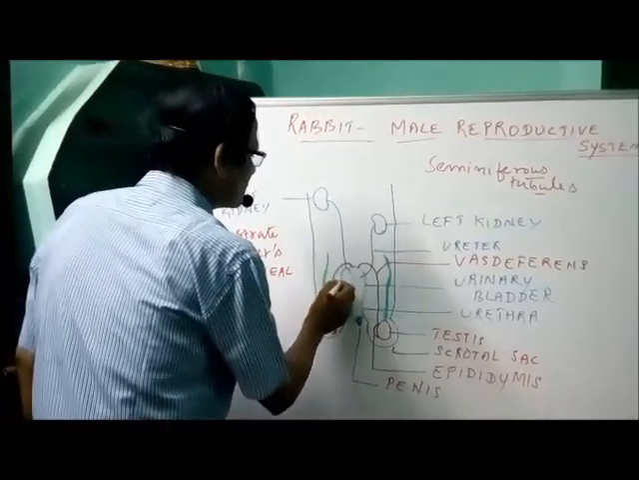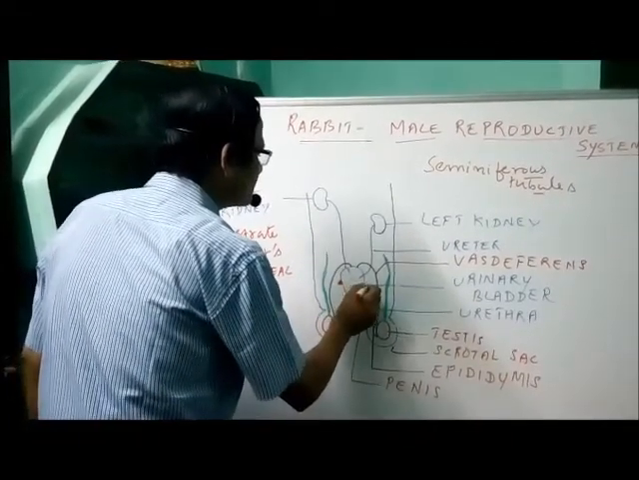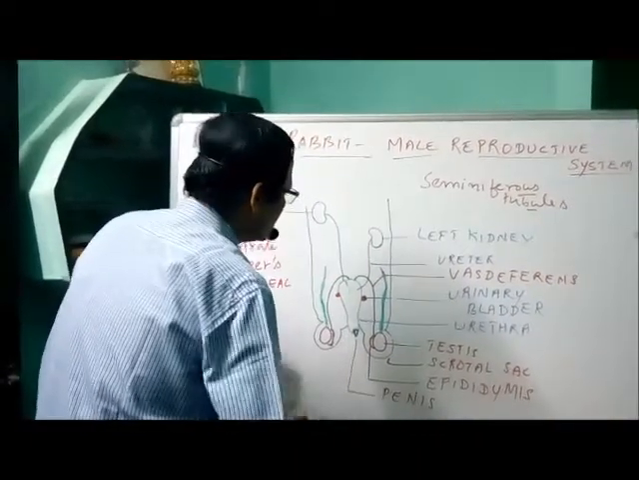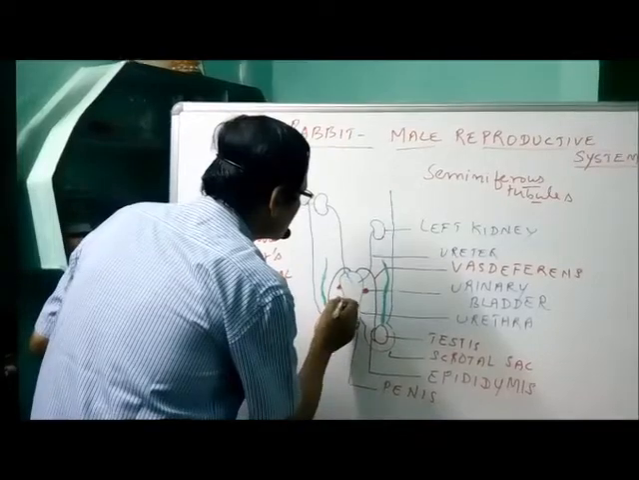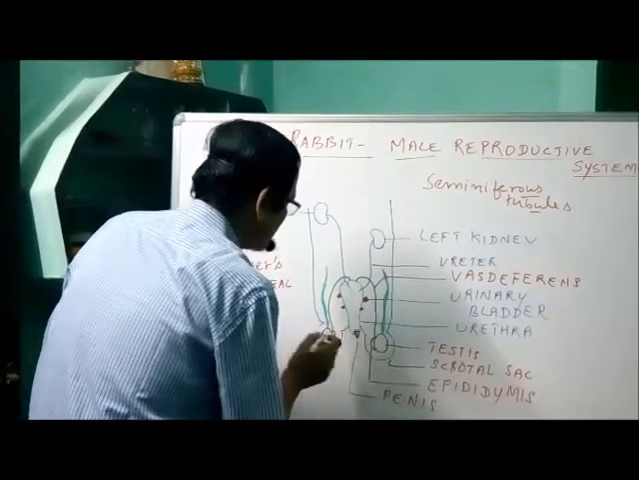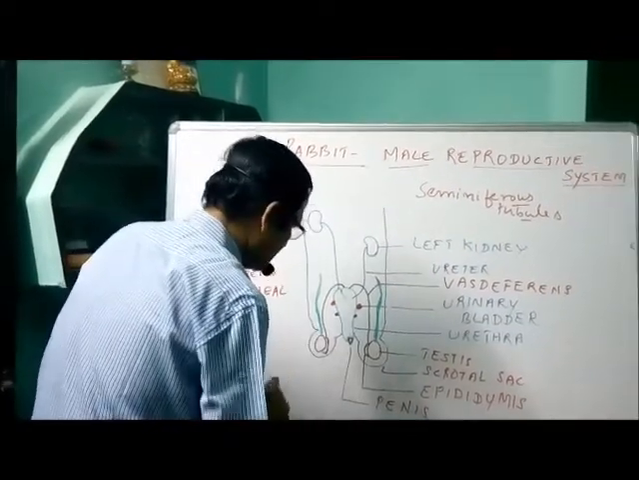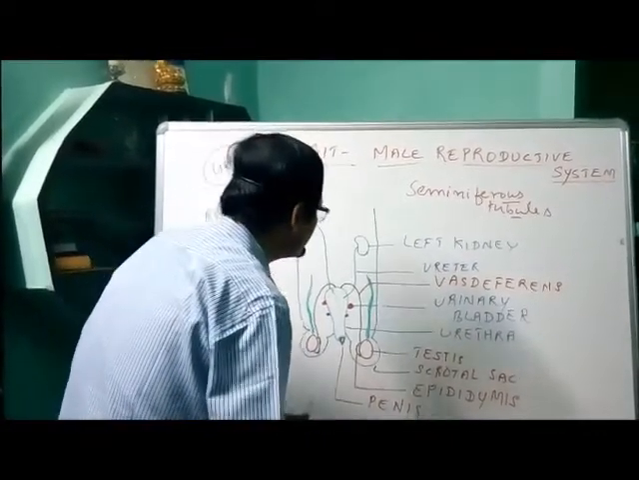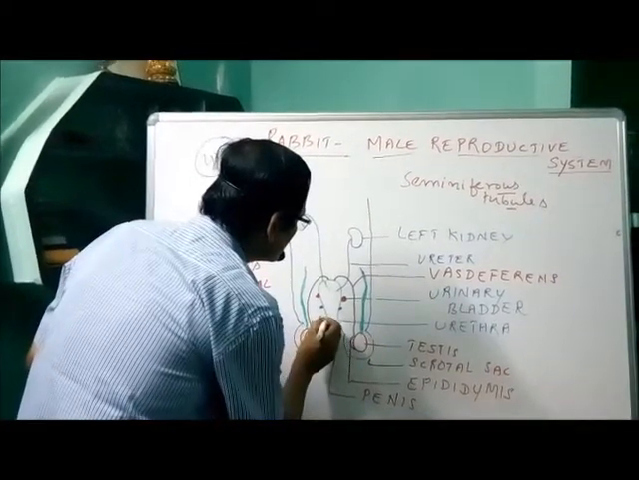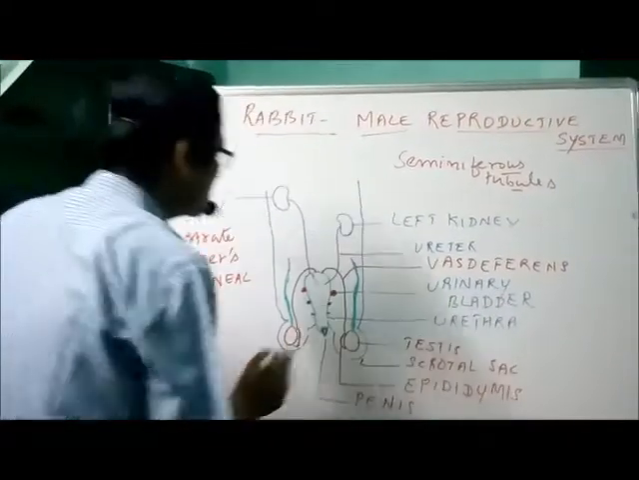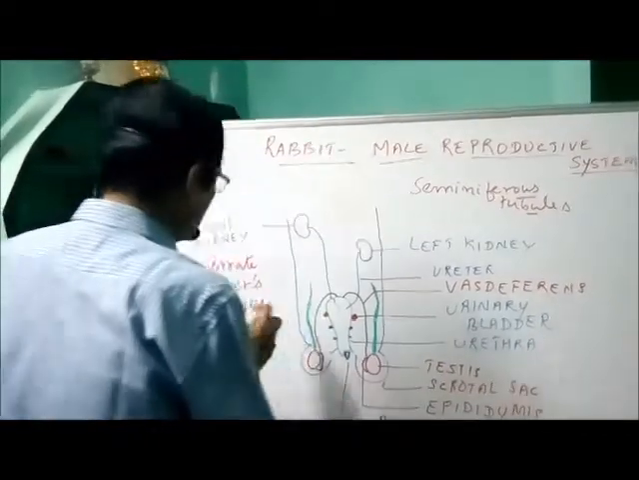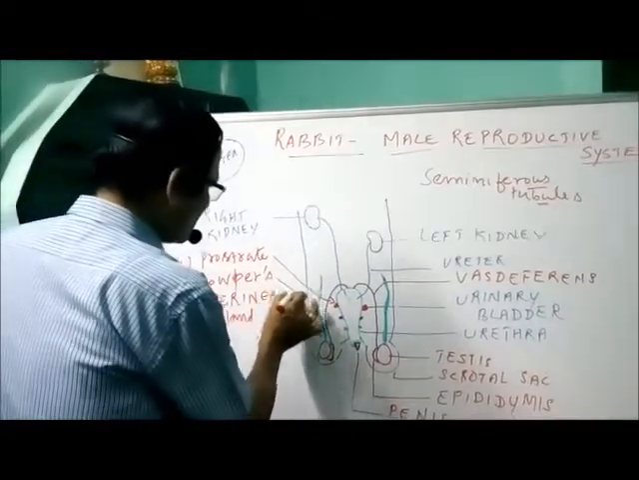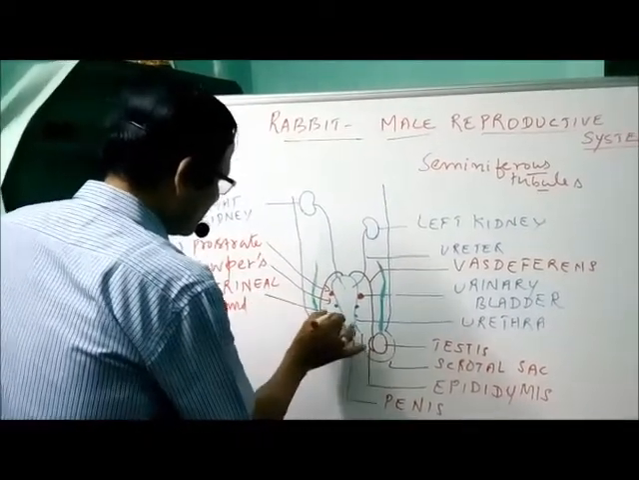Now this is the prostate gland. Then we have the Cooper's gland just below it. And also we have another gland, the perineal gland, just below that Cooper's gland. Now, the first one you see is the prostate gland. The second one, the Cooper's gland. The third one, the perineal gland.